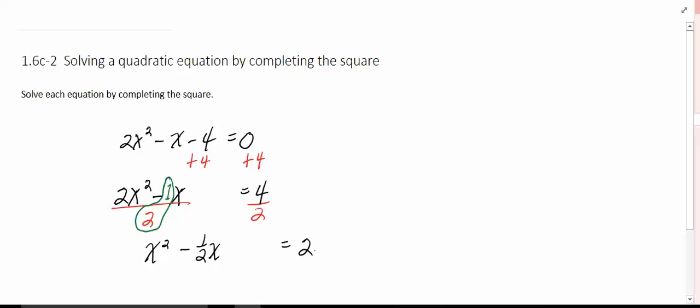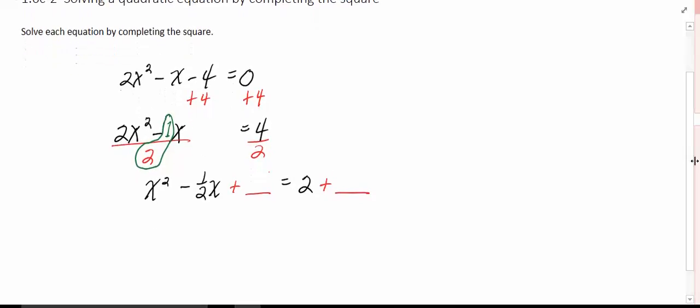Okay, so now we're going to put the ideal third term here. When I do that to the left, I must do it to the right. We're going to take half of this number, so we have 1/2 times a half, which is a 4th, and then we're going to square it, which is a 16th, right? Once I take the half, then I square it, and that's going to be 1 over 16 and 1 over 16.